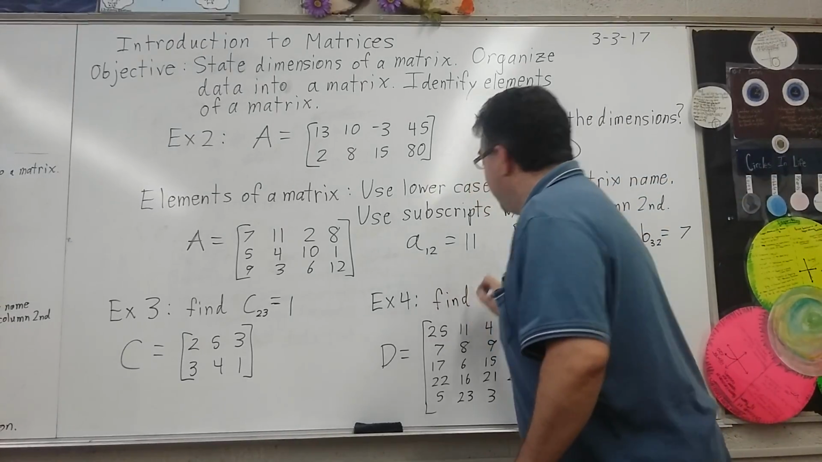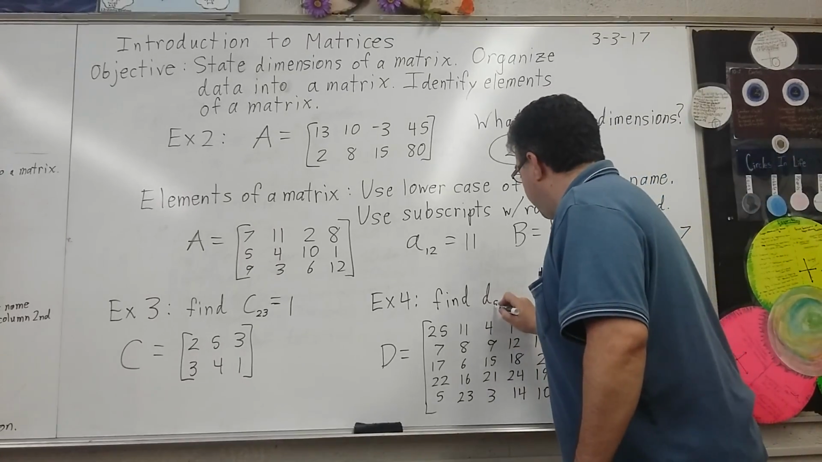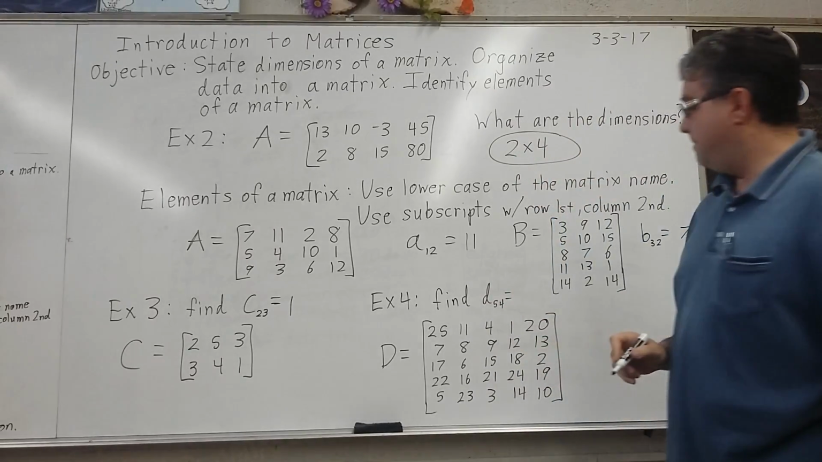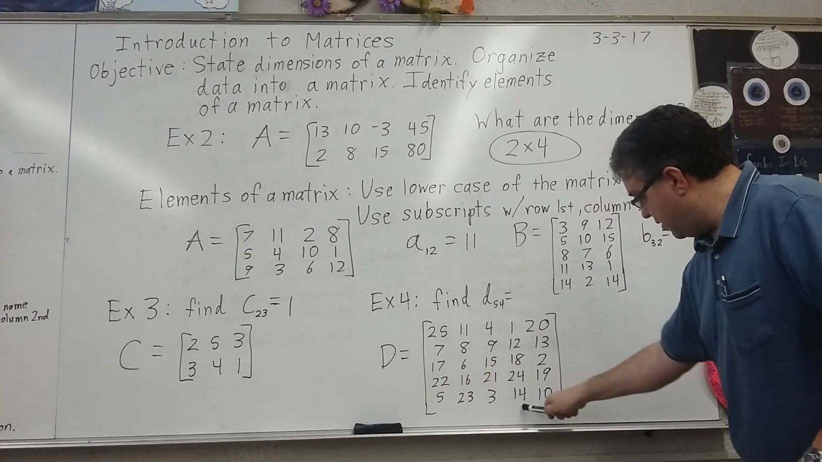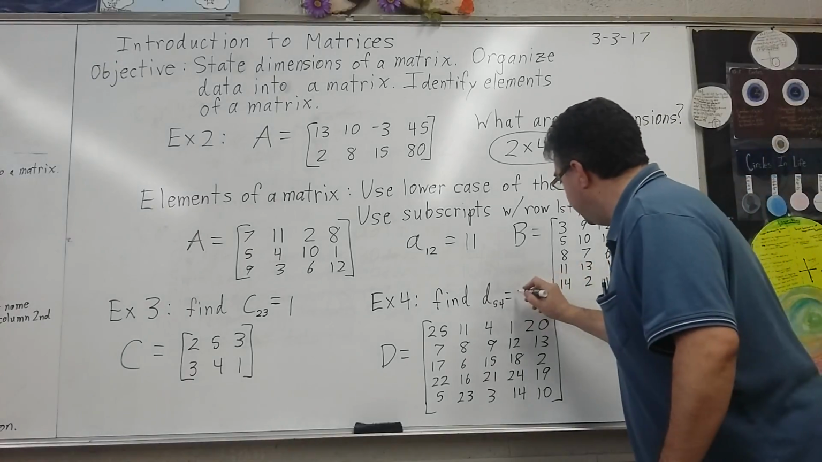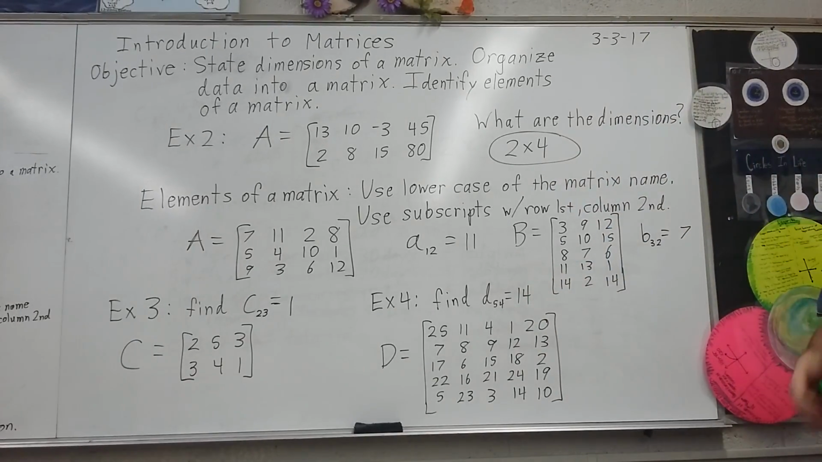Oh, okay. And I would like you to find element D sub 5, 4. 14. Yeah. 5, 4. 14. Yes, absolutely. D sub 5, 4 is 14. Oh my god, I didn't write the answer.